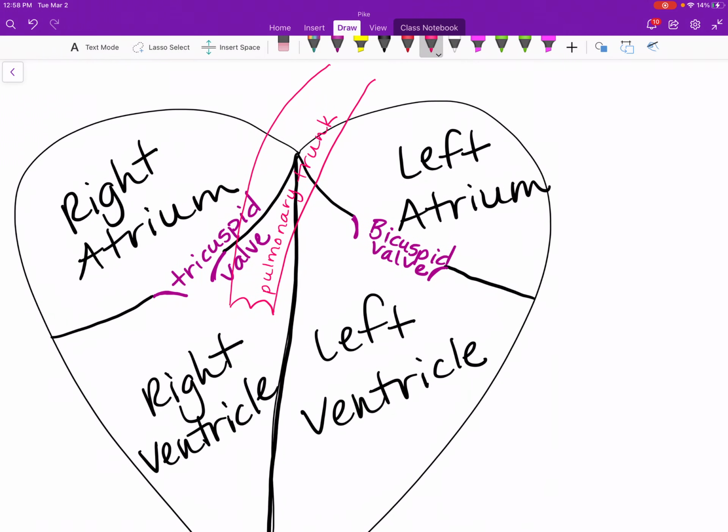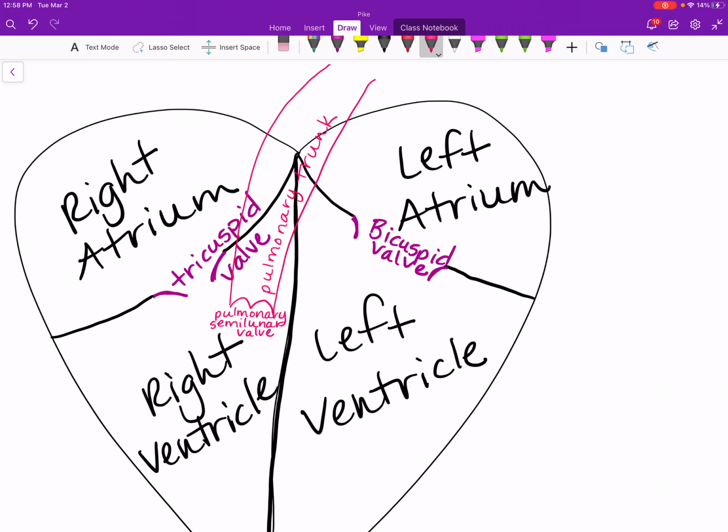So this valve right here is the pulmonary semilunar valve. I'm just going to write it kind of small. It is named based on the vessel that blood is about to enter into. Okay, so it's two little half moons entering the pulmonary trunk, so it is the pulmonary semilunar valve.